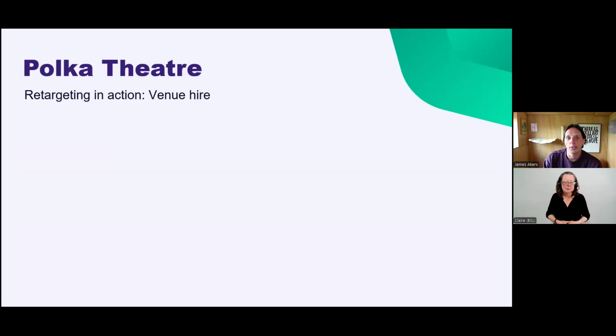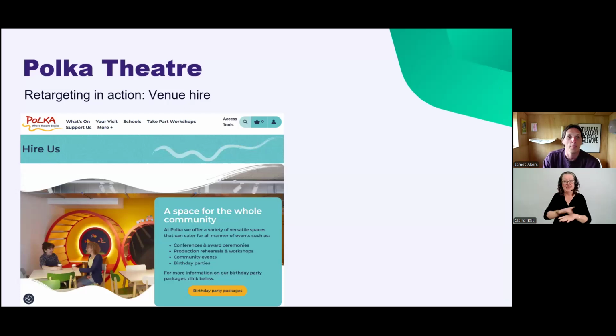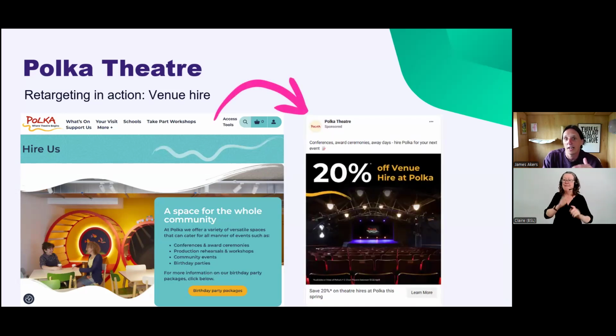Another example is Poker Theatre that I've worked with over the last year. I was on their website, and they have a specific page on their site for theatre. They're a theatre, but they've got a hire-us page, and this is all about what venue hire options they've got. An advert that was served to me was this one around venue hire at Poker Theatre. So again, a really targeted approach to marketing in this way.